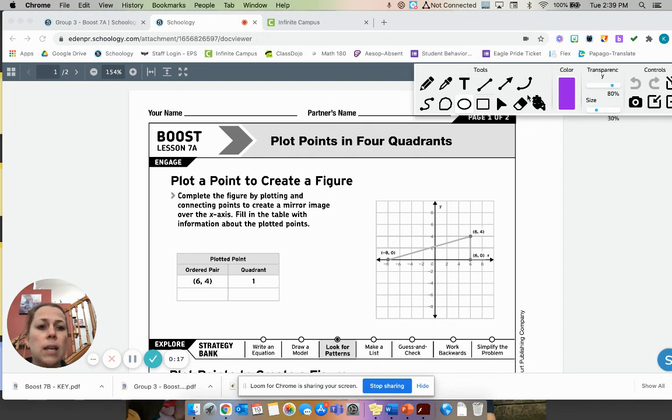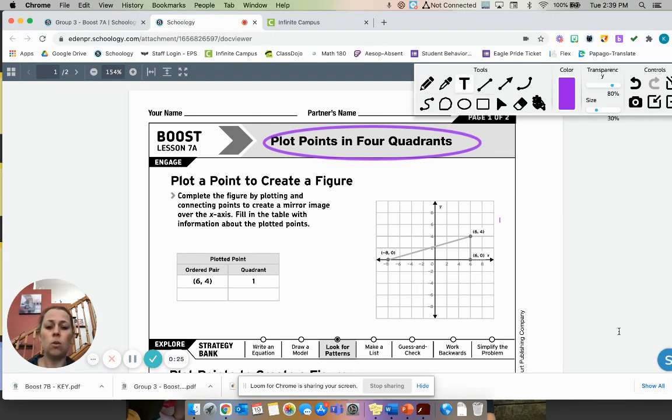What we are talking about today is plotting points in the 4 quadrants. Now remember with our quadrants, everybody, our quadrants go in counterclockwise fashion. So this right here is quadrant 1. Up here in this corner is quadrant 2. Down here on the bottom left is quadrant 3. And over here on the bottom right is quadrant 4. So remember, we start in quadrant 1 and we go counterclockwise. That's the first thing that we need to make sure we understand.